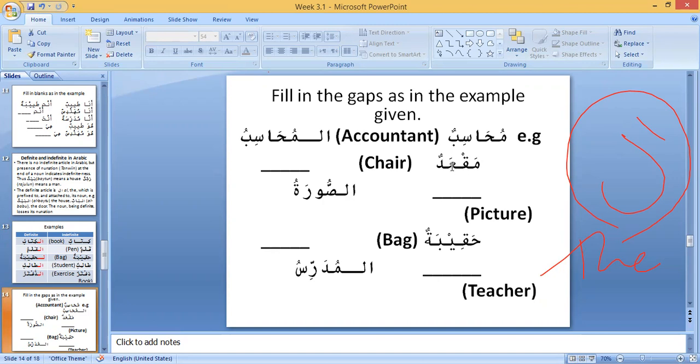What is a picture? Surah, yes. Is surah male or female? Female. How do you know it's female? It has ta marbuta at the end. Yes, that's right. Haqiba is a bag. How do you say the bag? Al-haqiba. That's right.